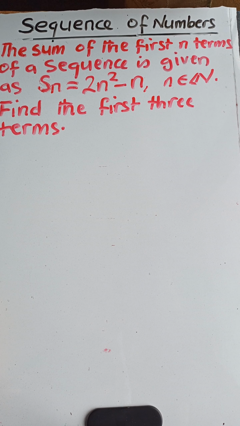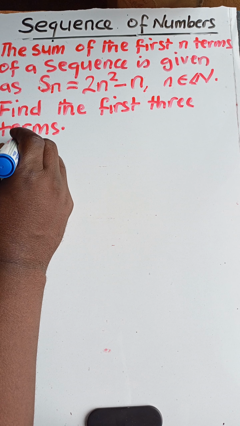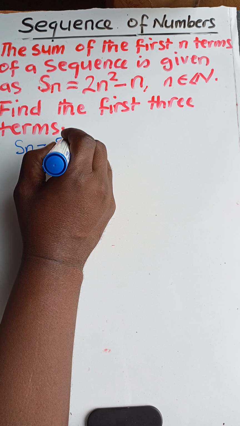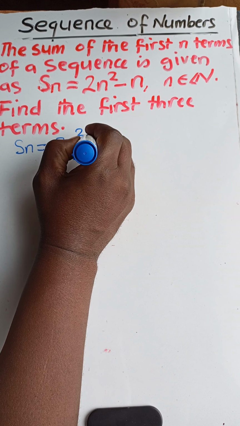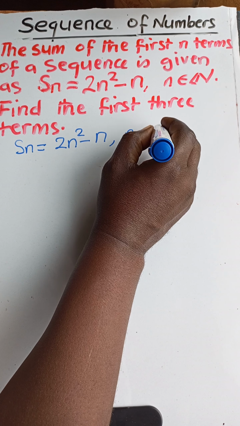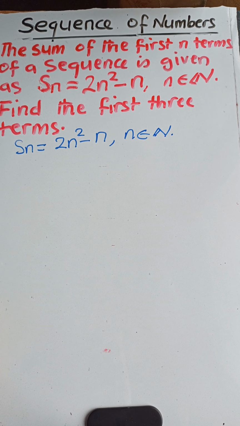Hi, in this question, we're given the sum of the first n terms of a certain sequence to be Sn is equal to 2n squared minus n, where n is a natural number. And we are asked to find the first three terms.